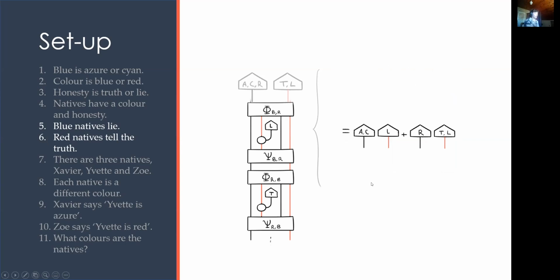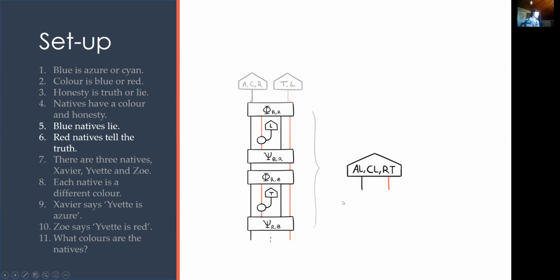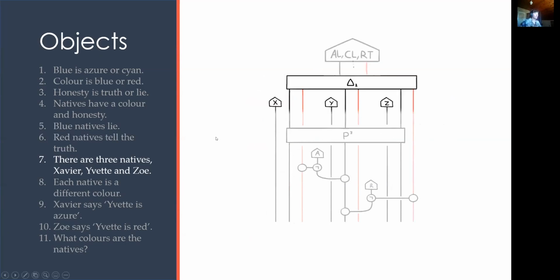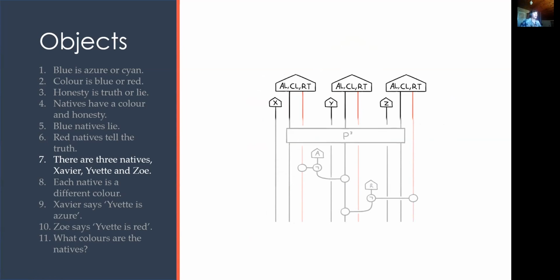And then applying the second correlation sentence, we get a state that represents a generic native. So if they're either azure or cyan, they lie, but if they're red, they tell the truth. Putting that back onto the rest of the diagram, we can see here. Then applying delta is just copying the state so we have the right number of natives, and then we've indexed them with the names we're given.